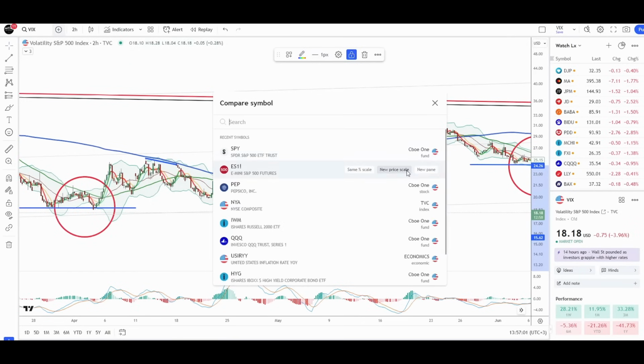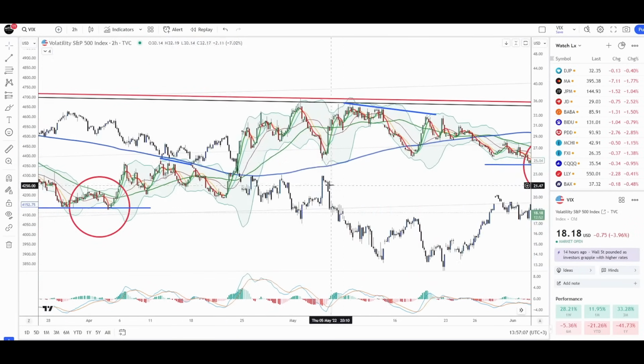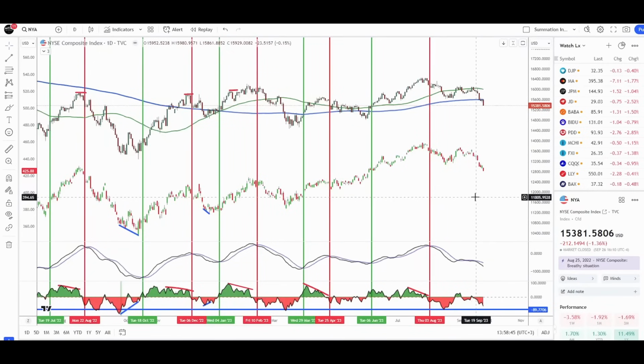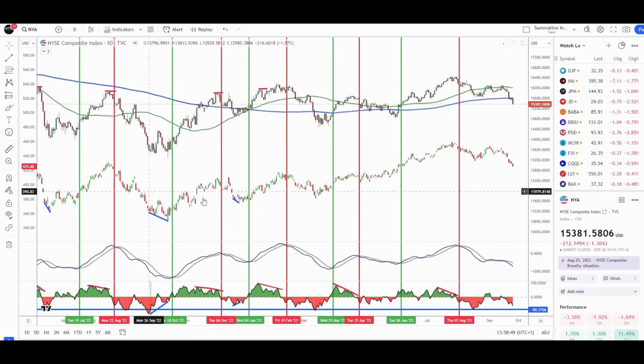In fact, let me add the S&P so you guys can see what that counter rally looked like. Take a look here, legends. That's a pretty sizable rally, pretty big rally, right? After the third high. Now let's take a look at the NYSE Summation Index, the McClellan Volume Summation Index for the New York Stock Exchange.